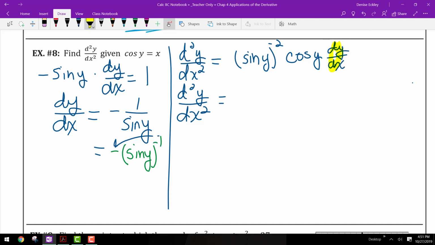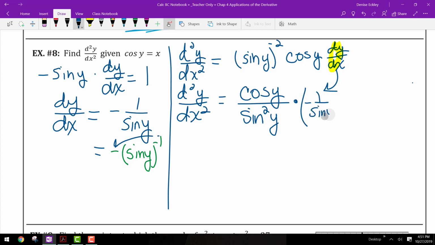We know that dy/dx equals negative 1 over sine y, so that's what we're going to substitute in there. Now, to make this look a little nicer, we have cosine y over sine squared y, and now we're going to multiply that times our derivative, which is negative 1 over sine y, and we're going to simplify it even more.